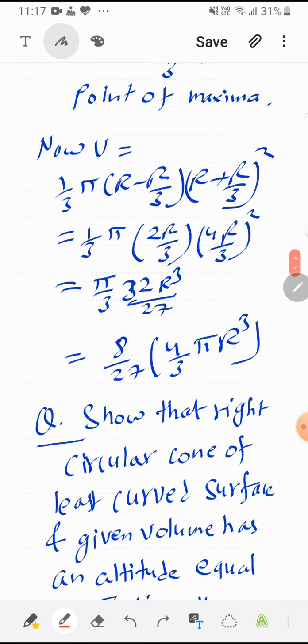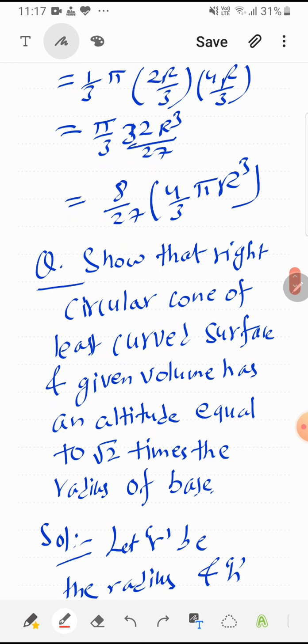Now next question is, show that right circular cone of least curved surface and given volume has an altitude equal to root 2 times the radius of base. So again here given thing is volume and curved surface is least. So minimum we have to prove, and the extra thing we can forget right now. We'll see this later on.